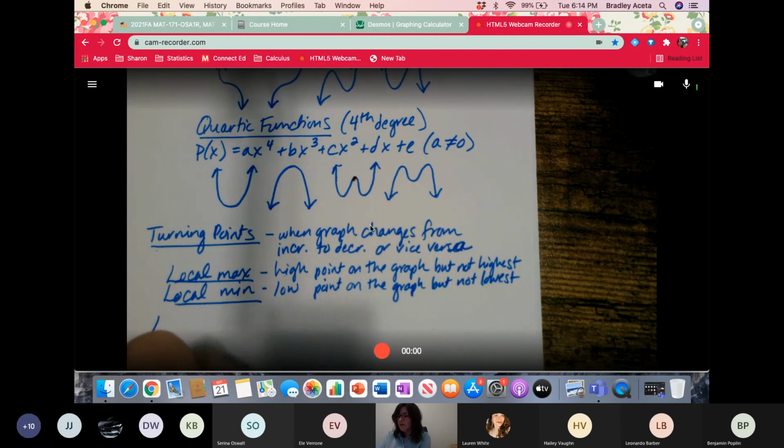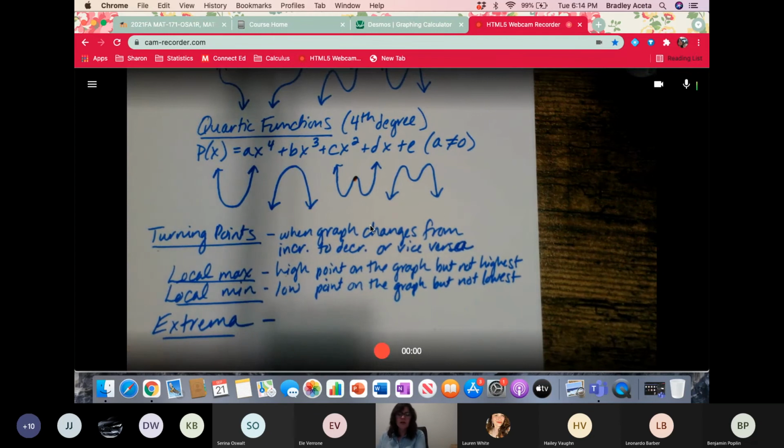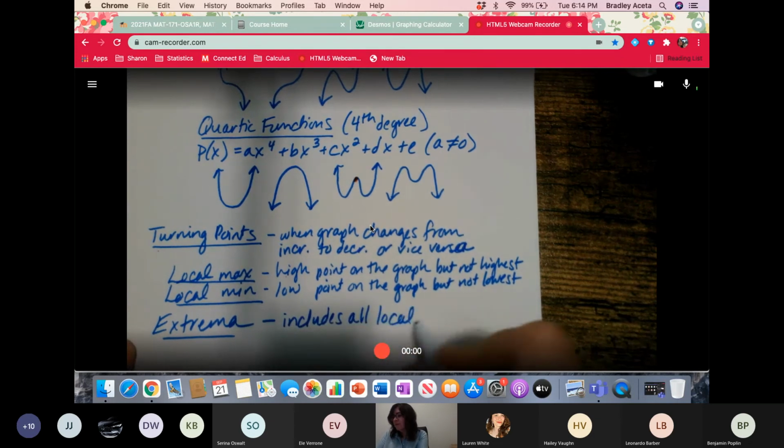And then one more quick definition you're going to hear is extrema. Like it'll say, find all the extrema. Don't worry about that word. It just includes all local maxes and mins. You include all the maxes, all the mins. Those are all your extrema. Okay, and that's what you'll see as some definitions tonight.